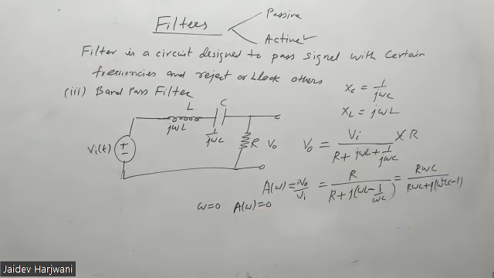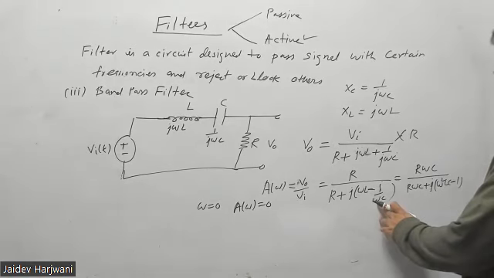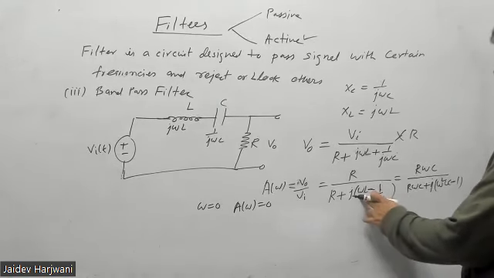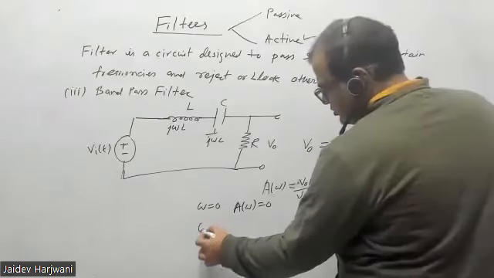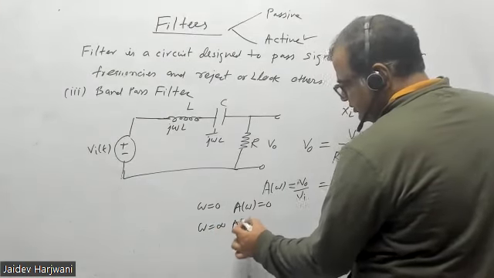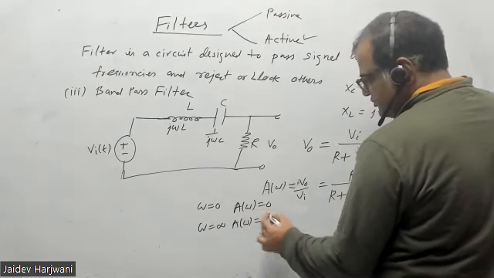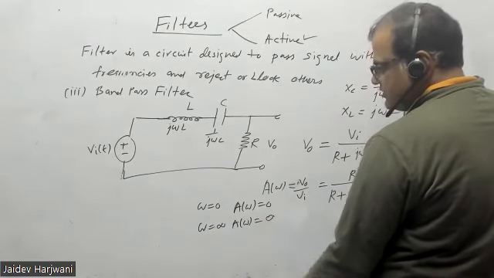Okay. And if I put omega equal to infinite, then what will you tell me? If I put infinite here, this becomes 0. If I put infinite here, again this becomes 0. So at omega infinite it is also 0. So it is not passing the low frequency or the higher frequency.